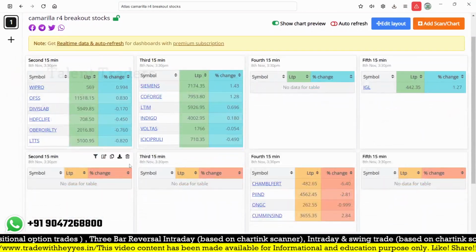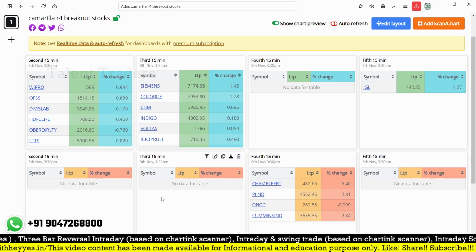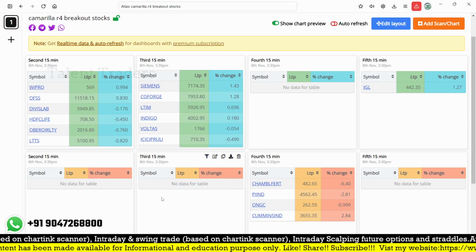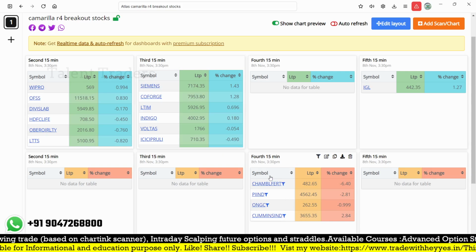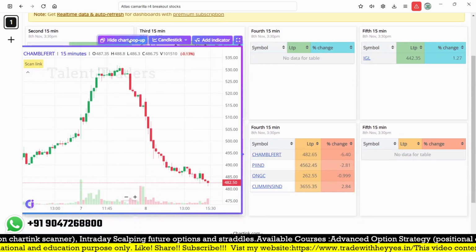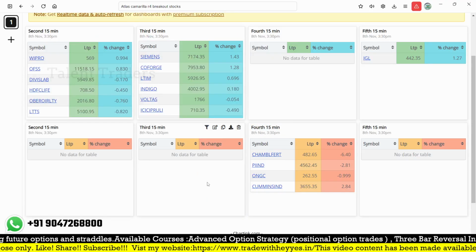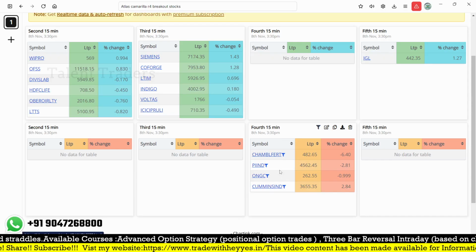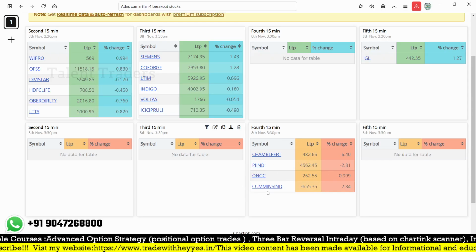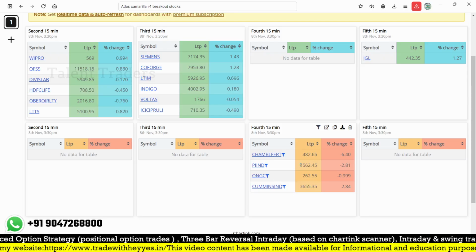So these are all the stocks. First 15 minutes breakout. Second, that means I'm just simply ignoring the first 15 minutes. Second 15 minutes breakout. Third 15 minutes breakout. Fourth and fifth, like that, which I used. In this case, yesterday, we didn't find any second or third 15 minutes fresh breakout on the put side. Only on the put side in the fourth 15 minutes. That is 10 to 10:15.